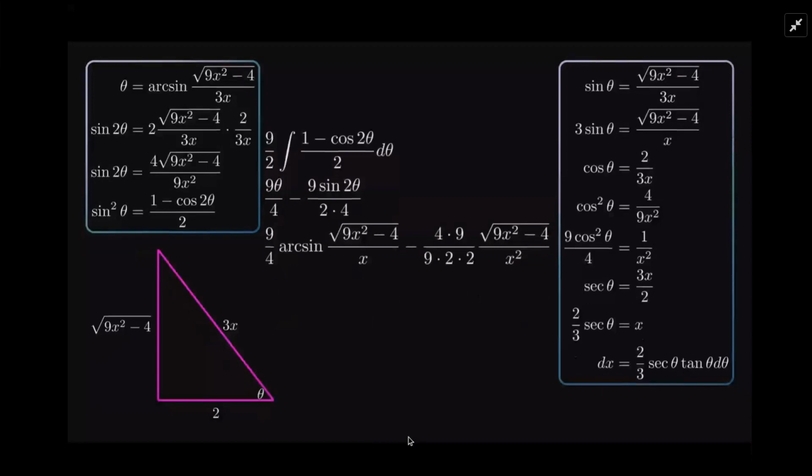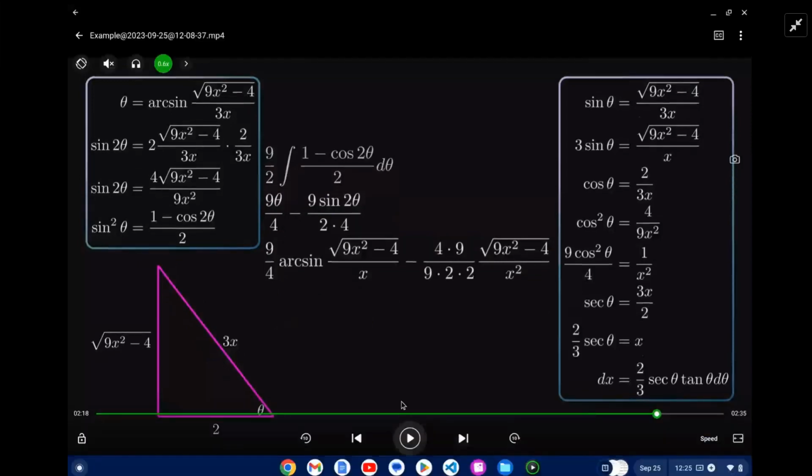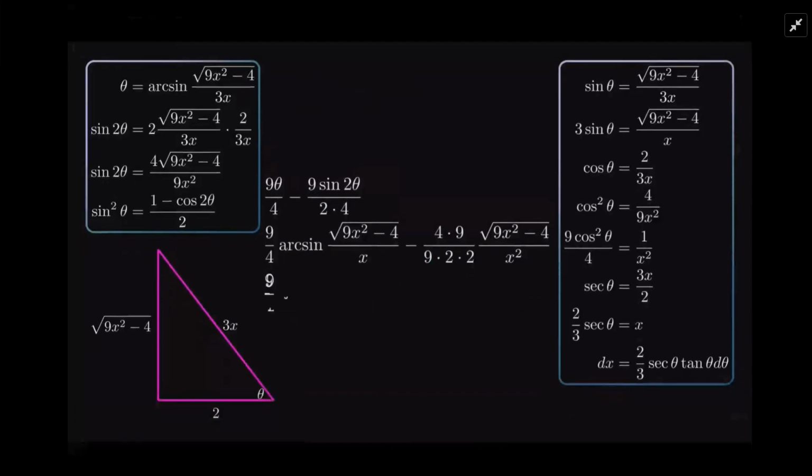Just pause it to verify. We have a 4 over 9 from the sine 2 theta, and then we have a 9 over 4 here. So the 4 over 9 and 9 over 4 cancel. You're left with a 2 in the denominator. And that is it. Final answer.